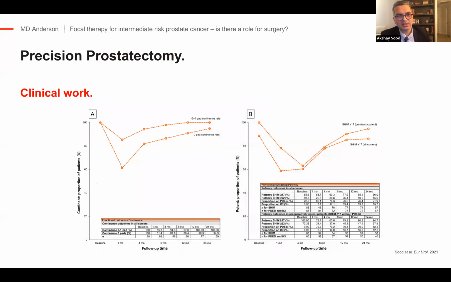But based on this approach, where we spare only about 10% of the prostate, we saw really good outcomes with regards to functional recovery. As you can see, they match pretty much the curves that I showed you initially with regards to the focal HIFU therapy. By 12 to 24 months, you can see almost 90 to 95% of patients were continent with 0 pads, and everybody was continent if we counted social continence as 0 to 1 pad.